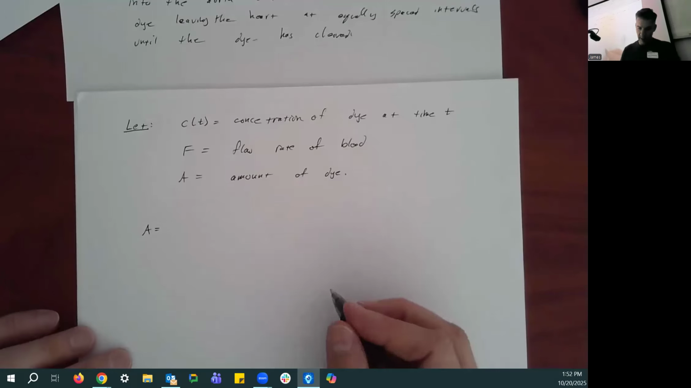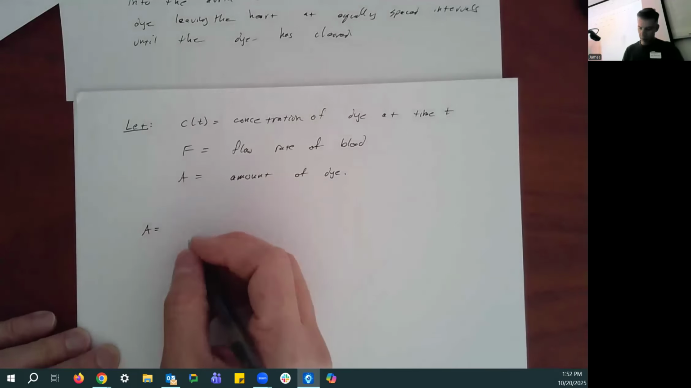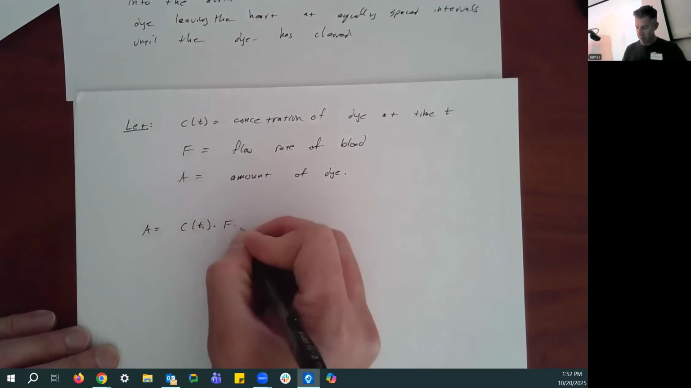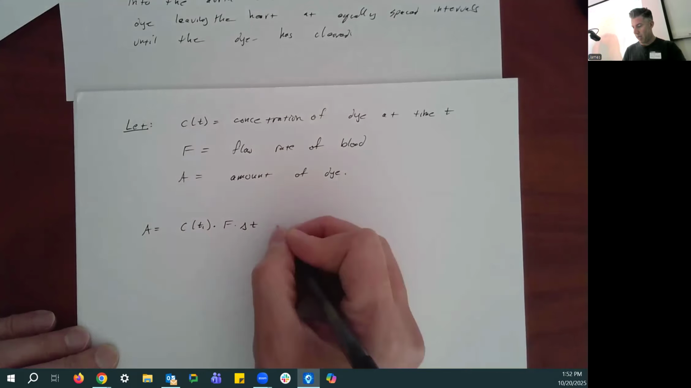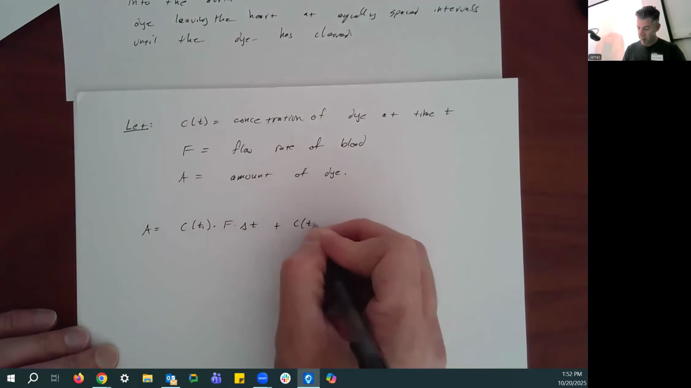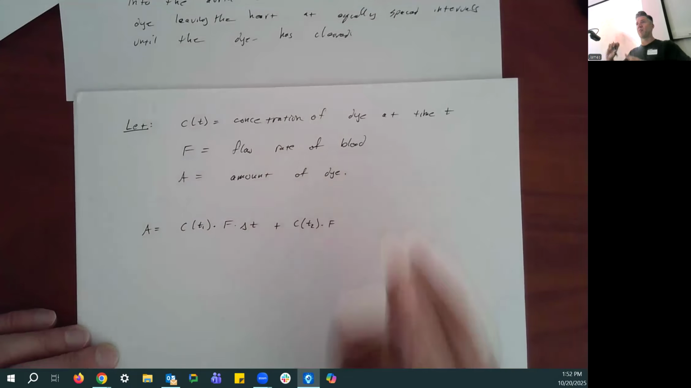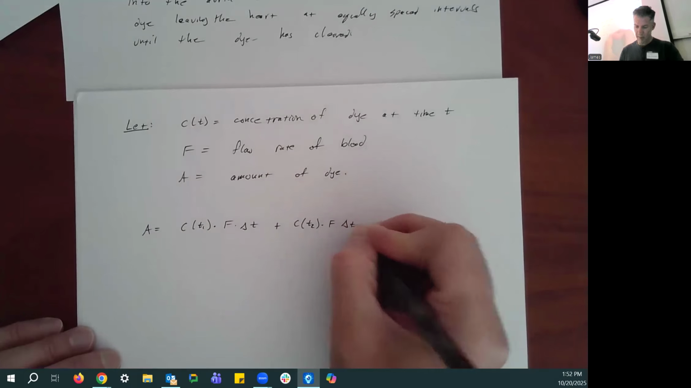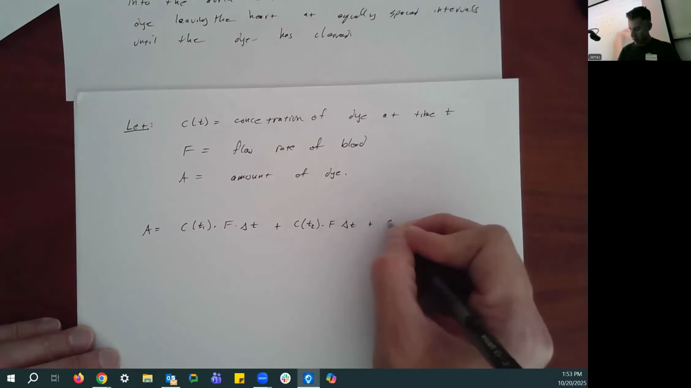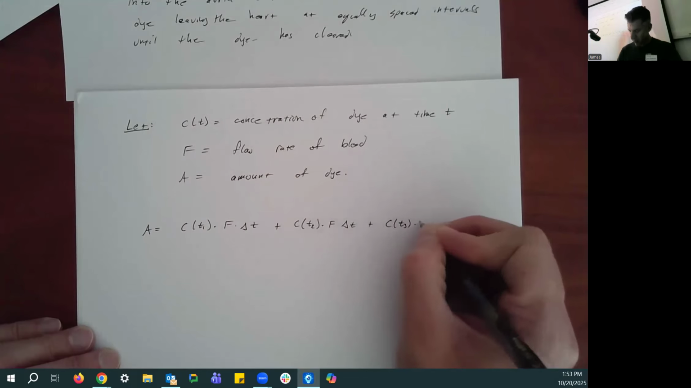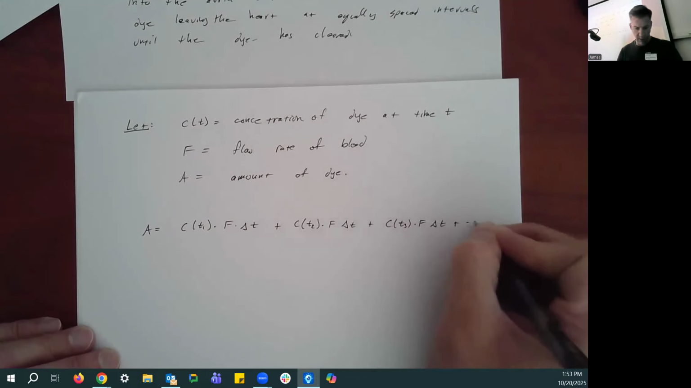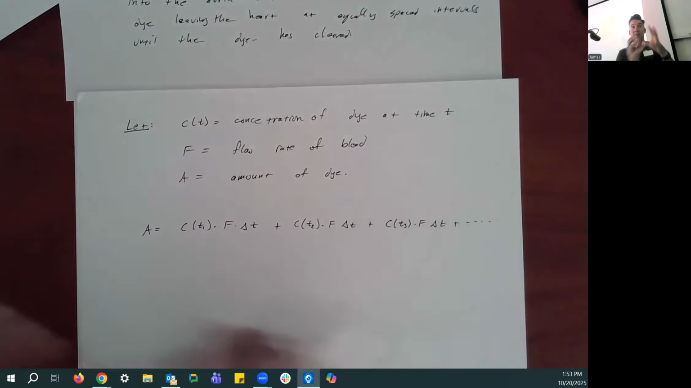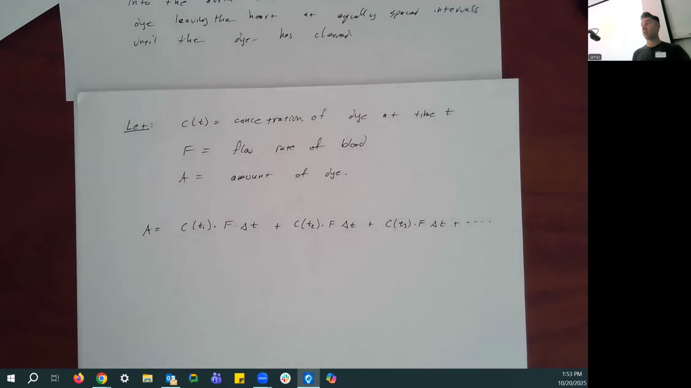So we're going to say that the amount of dye is going to equal the concentration at time 1 times the flow rate times the amount of time elapsed, plus the concentration at the next time interval times the same flow rate, because your blood flow rate, we'll assume, is pretty constant, times the same time interval, and so on and so on. We just keep doing this. The next concentration times the flow rate times delta T, and so on and so on until we're done. Or, in other words, this might look pretty familiar, right? When we add a bunch of things like this, that's leading us in the direction of an integral.